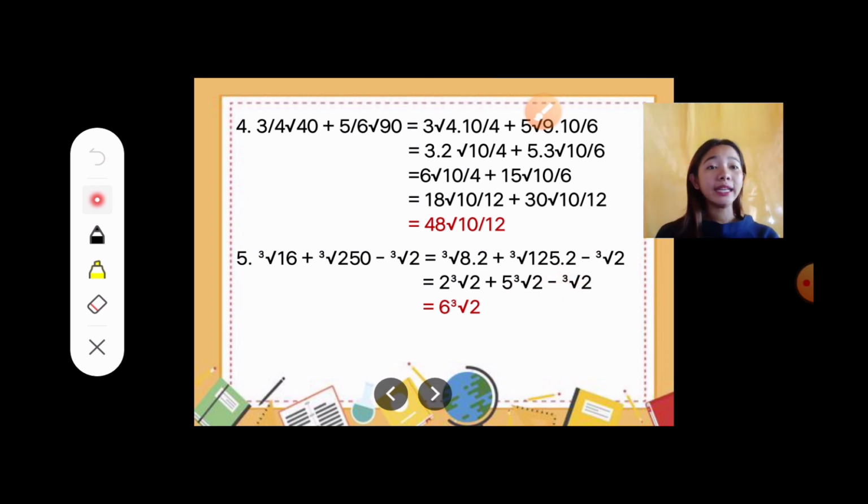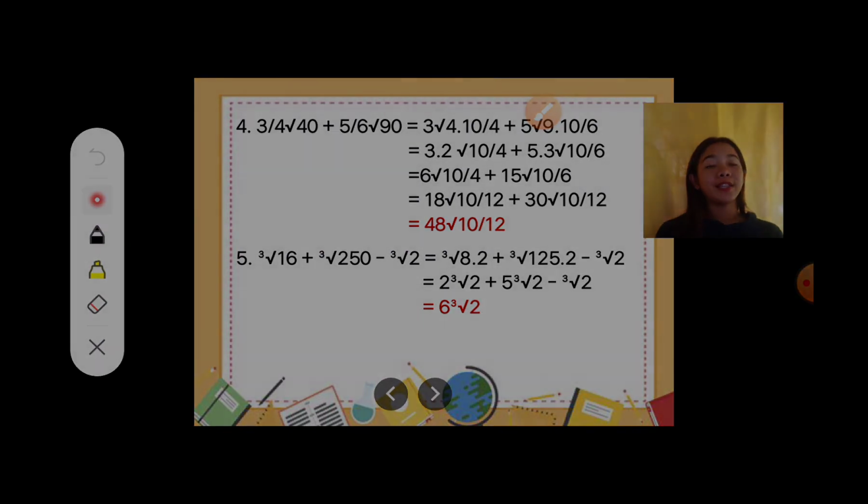So next, they have the same radicand. So we need to combine like terms. So we have 2 plus 5 minus 1. So we have 6. Just copy the radicand and the index. So we have 6 cube root of 2. So that's all.